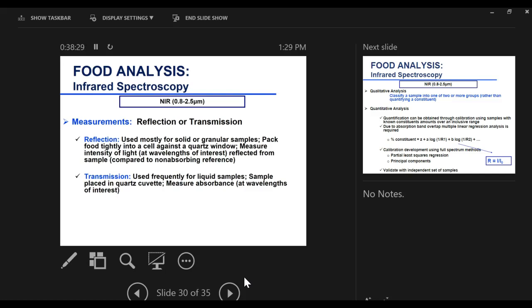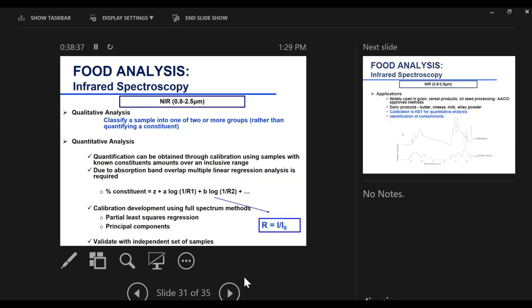Finally, you can do quantitative analysis. Again, it's based on mathematical calculations and regression using different wavelengths. So you use multiple linear regression analysis. You run your calibration, and then you can identify unknowns in your sample.